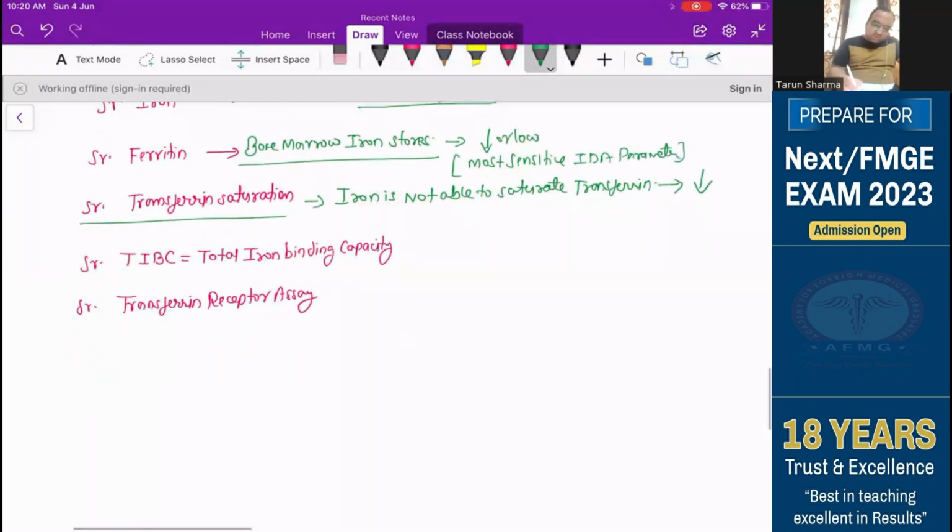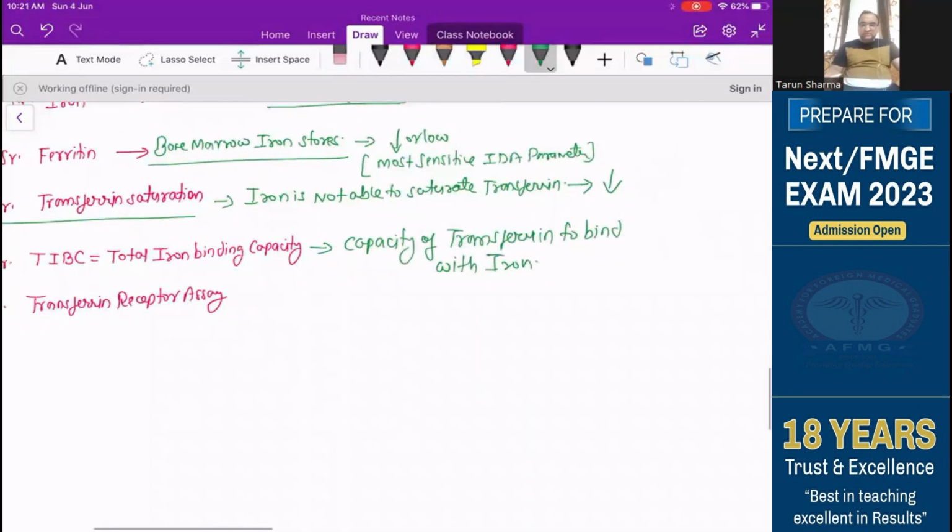Okay, total iron binding capacity. What is it? It is the capacity of transferrin to bind with iron. So tell me whether it is going to increase or decrease. Whether it is going to increase or decrease.